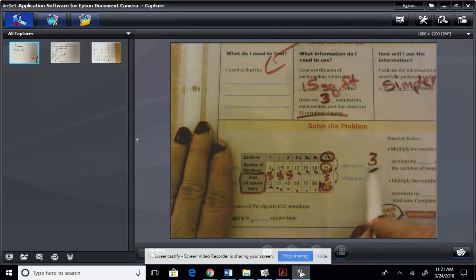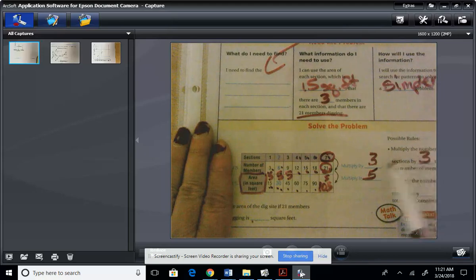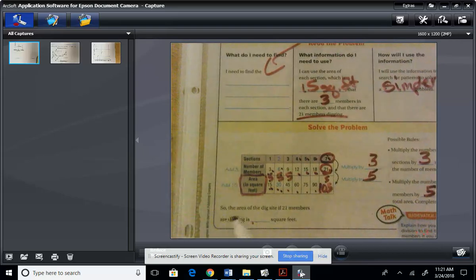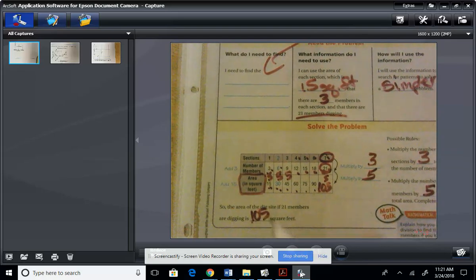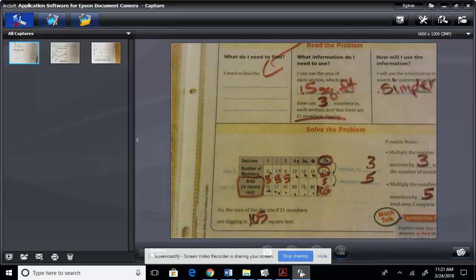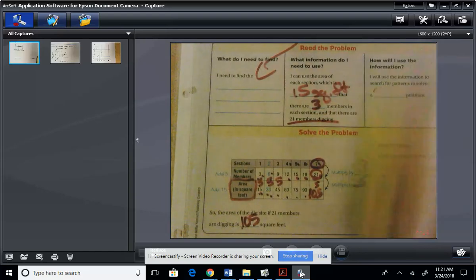So what am I doing? I'm multiplying by 5. So how did I figure it out? Possible rules were to multiply the number of each section by 3 and multiply the number of members by 5. So if 21 members are digging, how many square feet can we do? We can do 105 square feet. And we figured that all out by writing a pattern. You really got to draw these out, guys, to figure them out.